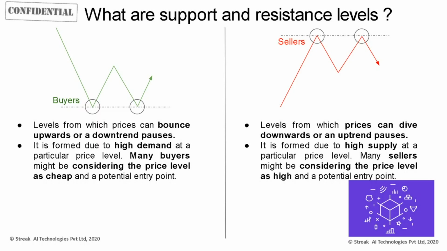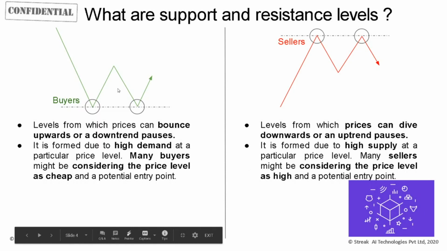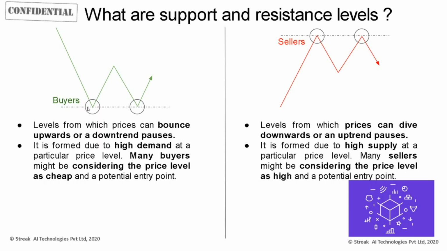So what are support and resistance levels? These are price levels where the price is expected to bounce back into the opposite direction, or a prior prevailing uptrend or a prior prevailing downtrend is expected to slow down. On the left side, we have an example of support. We can see here that there was a prior prevailing downtrend which slowed down at the support level. And since then, the price has bounced back into the opposite direction twice. So we can say that there is a high demand for the stock at this level.